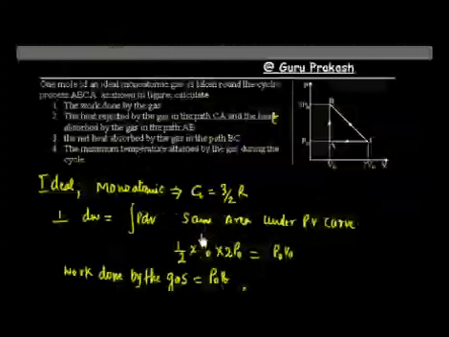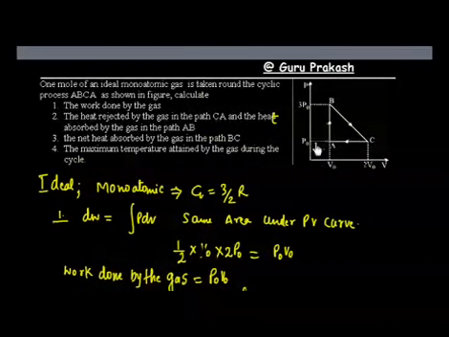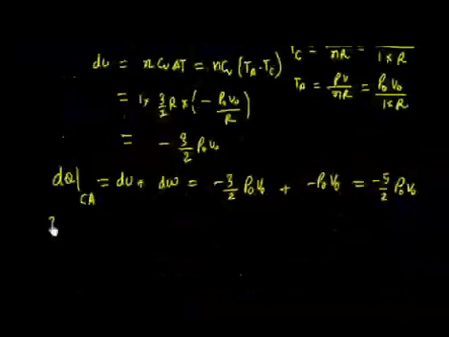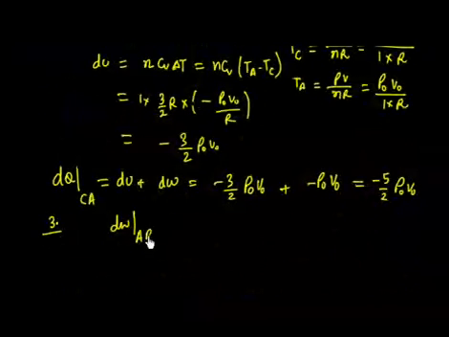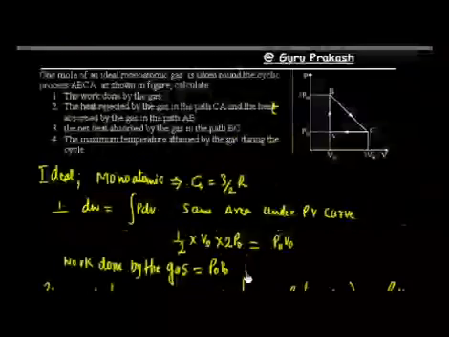You see, again we have to calculate the net heat absorbed by the process AB. So we can do the same thing for process AB. Now the third part of the question. Let us first calculate dW for process AB. This is P dV, and this time it's easy because the volume is constant.